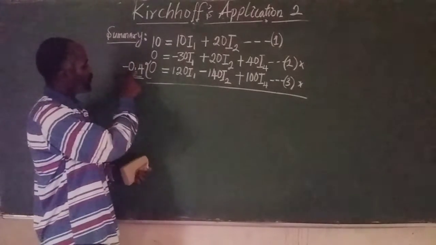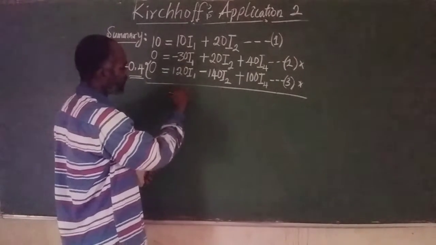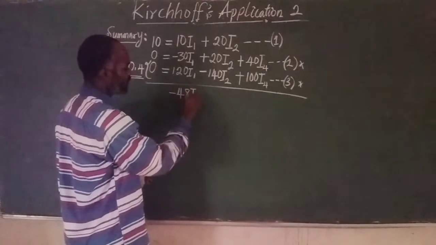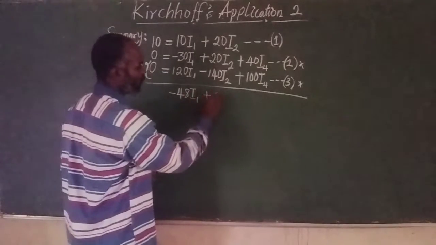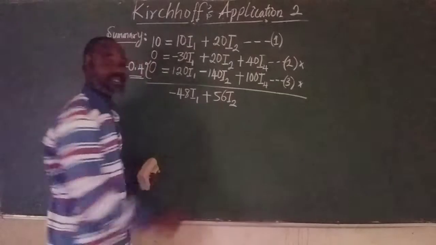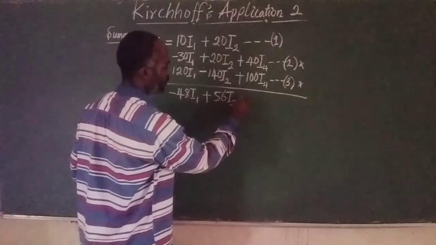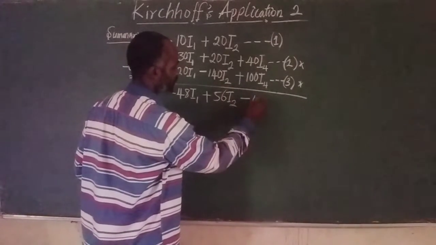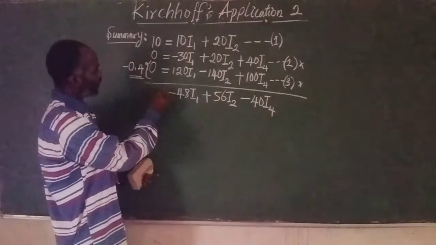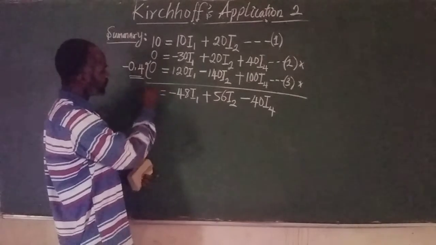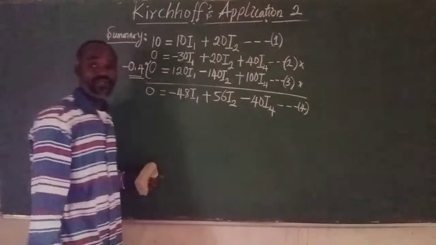So if this minus 0.4 multiplies, this is going to give minus 48I1. It comes here, multiplies this, going to turn this to plus 56I2. So we take it again, minus 0.4 multiplies this, going to change this to minus 40I4. So remember, we call this equation number 4. We have generated a new equation.